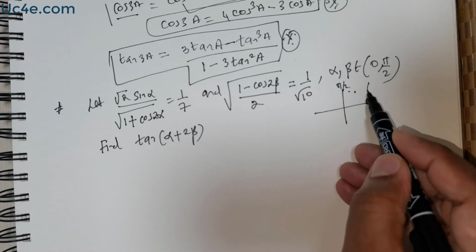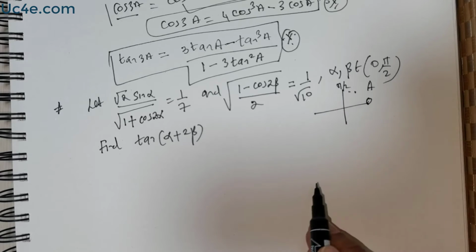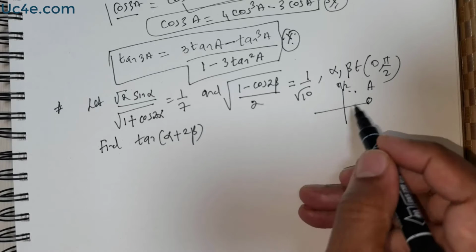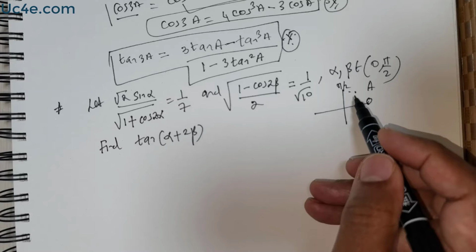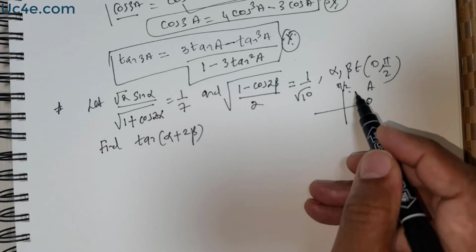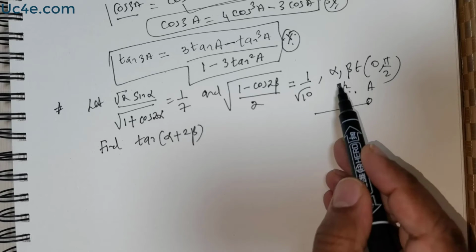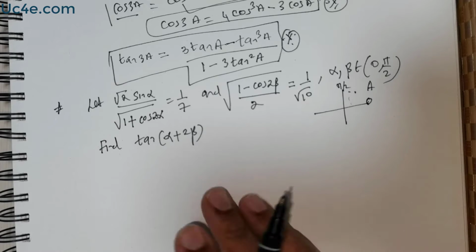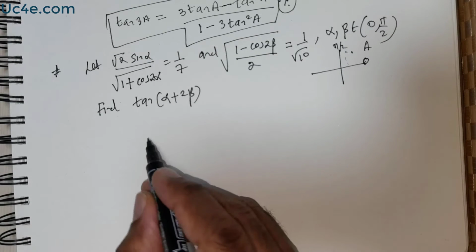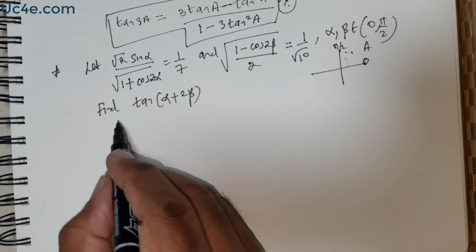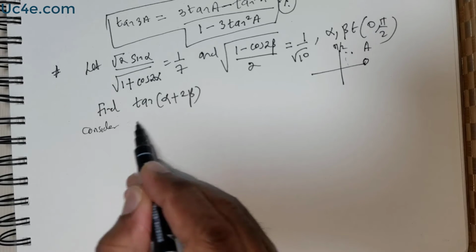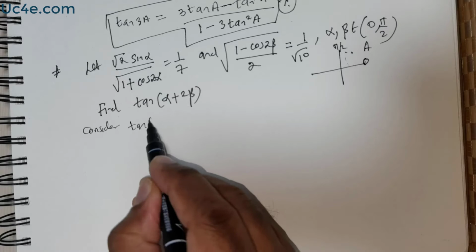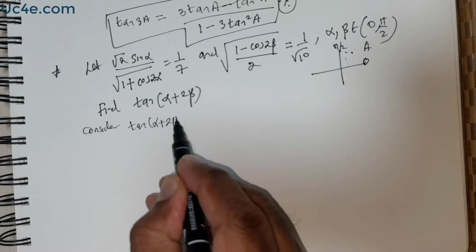In the first quadrant all ratios are positive, so that is a very important point we will have to observe. Sine is positive, cosine is positive, tan is positive, and the reciprocals are all positive in the first quadrant, and that is exactly what is being given. Now foremost we are expected to find tan of alpha plus 2 beta. So let me start off by considering this tan of alpha plus 2 beta.